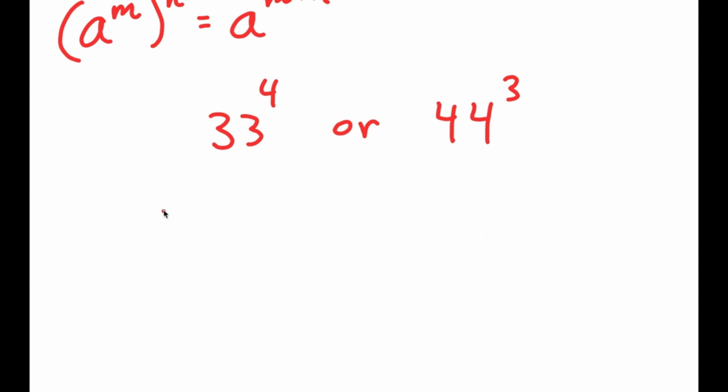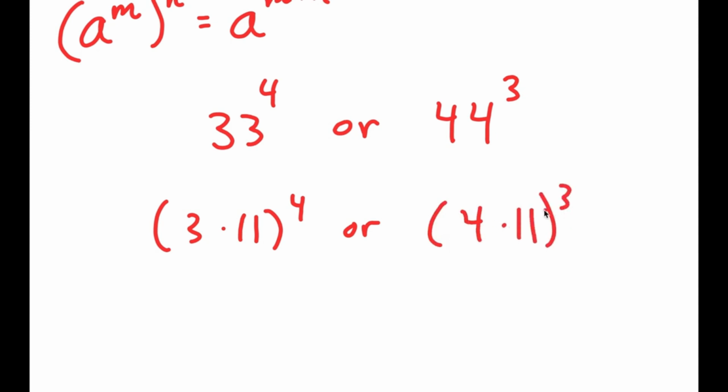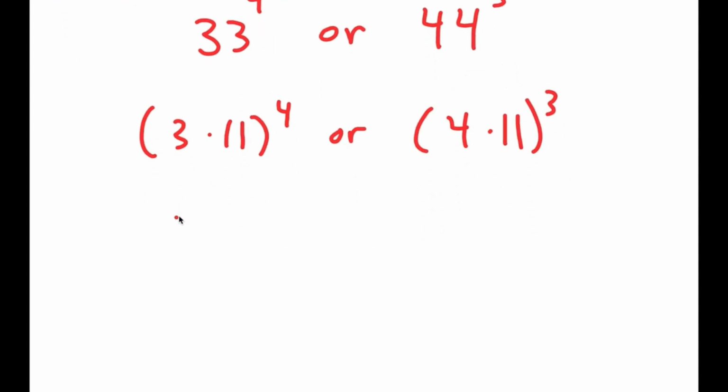Now, I'm going to rewrite 33 to the power of 4 as 3 times 11 to the power of 4, and 44 to the power of 3 as 4 times 11 to the power of 3. So now I get 3 to the power of 4 times 11 to the power of 4, or 4 to the power of 3 times 11 to the power of 3.